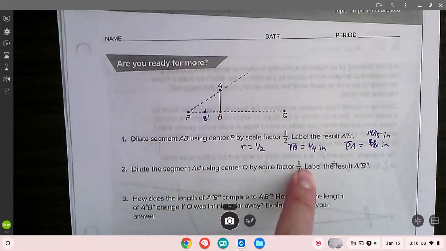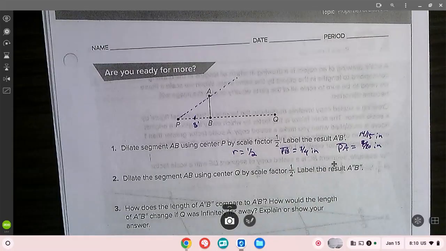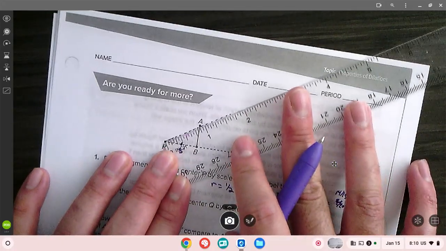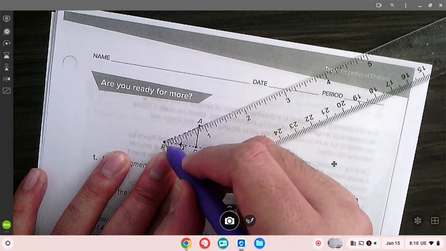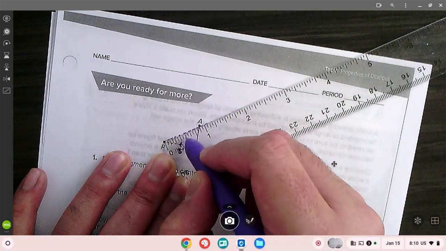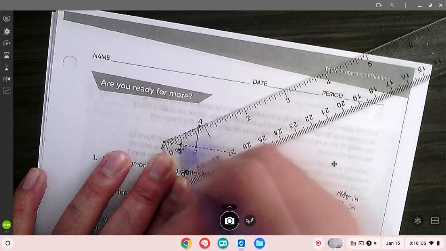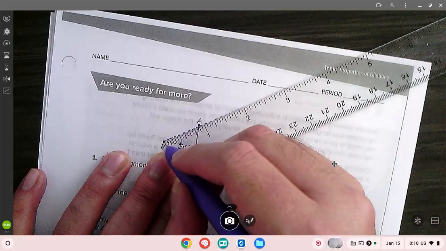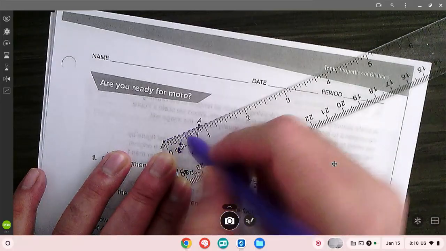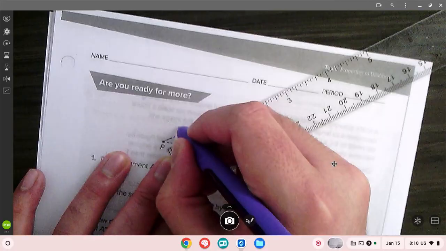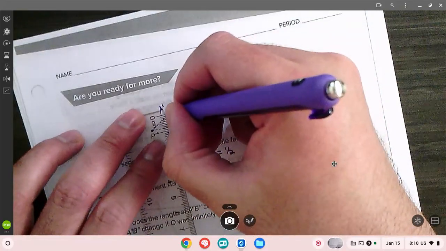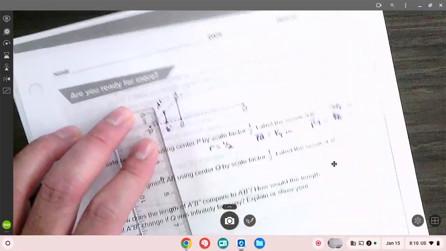I could have done it with the ruler, but 3/8 of an inch is not really easy to do with a ruler. Next one, I'm going to measure from P to A and count in the middle. So I have 1, 2, 3, 4, 5, 6, 7, 8, 9, 10, 11, 12, 13, 14. 14 divided by 2, or multiplied by 1/2, is 7. So I'm going to count to 7 tick marks, which is around right here. So there is my A prime. I can now connect these going straight down.